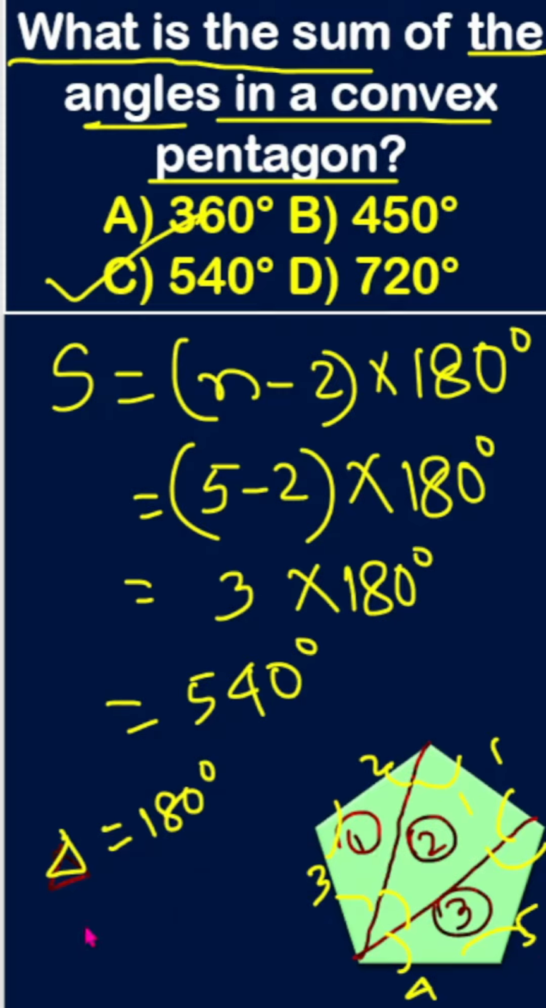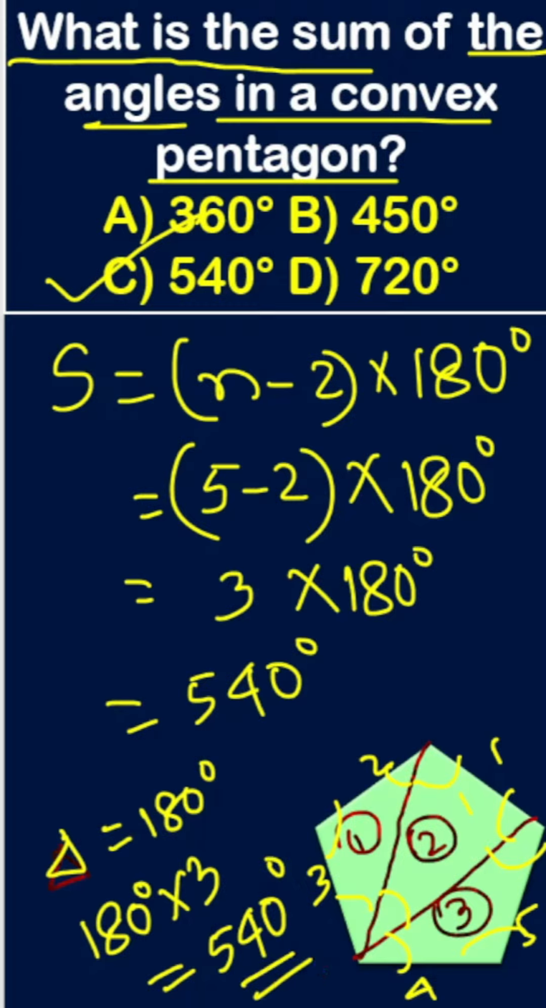So here are 3 triangles, 180 degrees times 3, it means 540 degrees. So this way also we can find out the value.